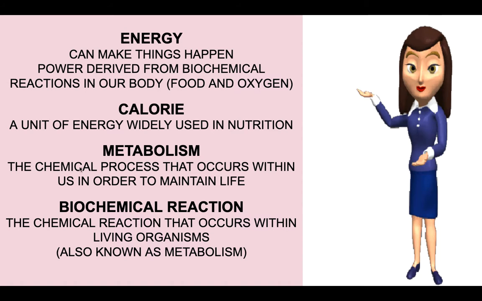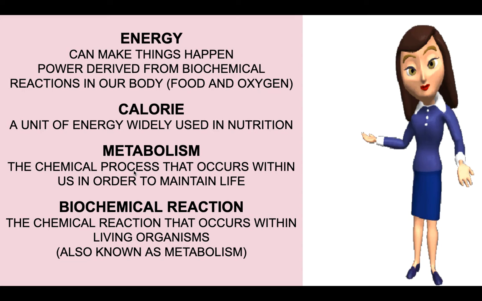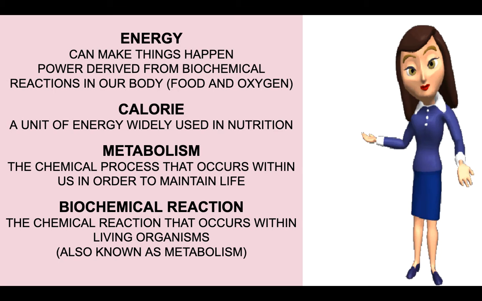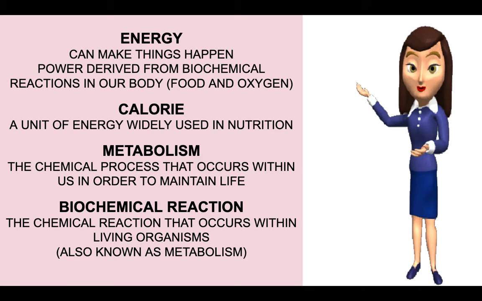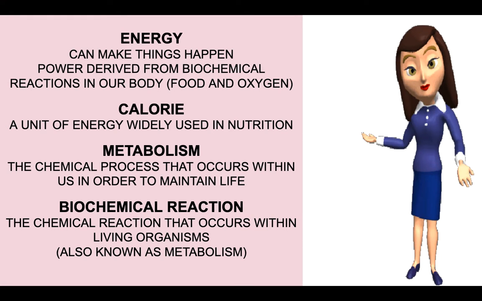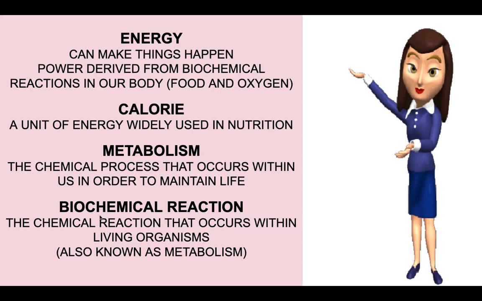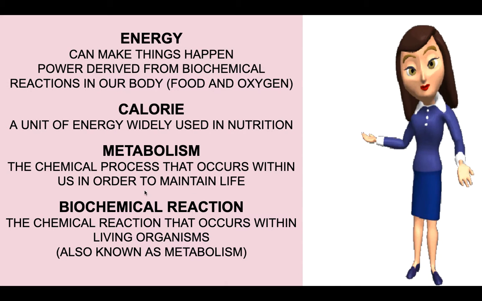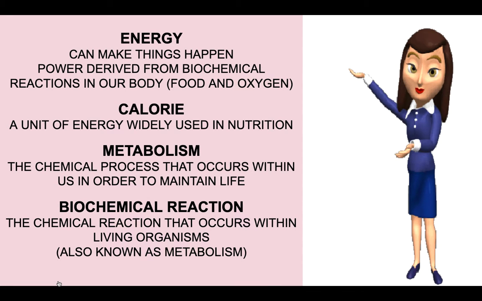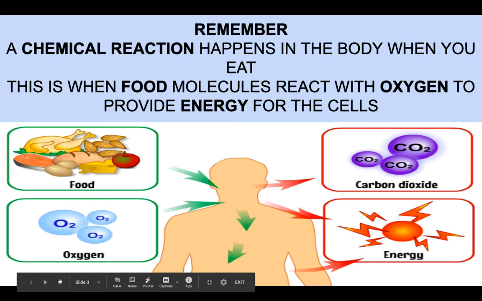Metabolism is the actual chemical process that occurs in order to get that energy. So the chemical process that occurs within us in order to maintain life. We need energy to maintain life. That metabolism is what takes place in each of those cells that gives us that energy. And again, biochemical reaction is the chemical reaction that takes place within an organism, also known as metabolism and energy.